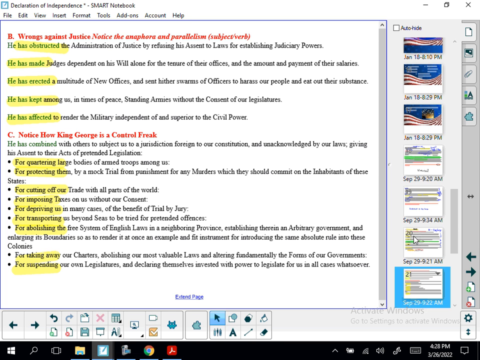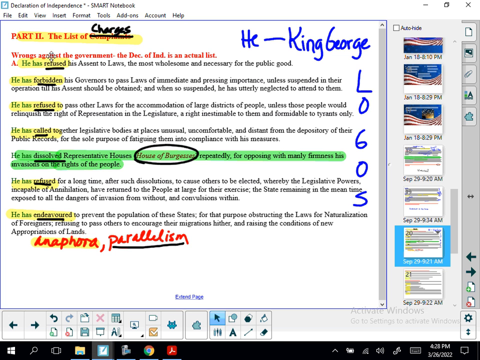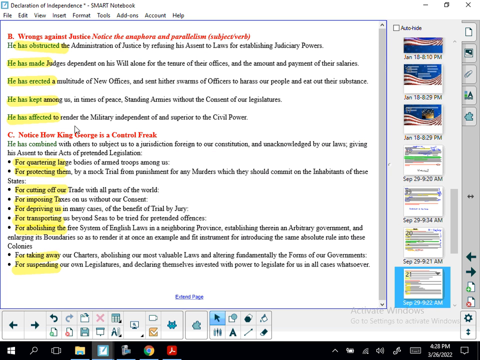Now, some people have tried to group what each of those are doing. The wrongs against the government, you'll see there's a red heading. Wrongs against justice. Notice how King George is a control freak. It used to be that I thought students need to know exactly what he did. And you know what? You don't. That is just superfluous knowledge. So just take a moment, and I'm going to have you highlight in a color all of the anaphora. And if Mrs. Chadwick would want to hit pause to give everybody a chance to do that, you can do that now.